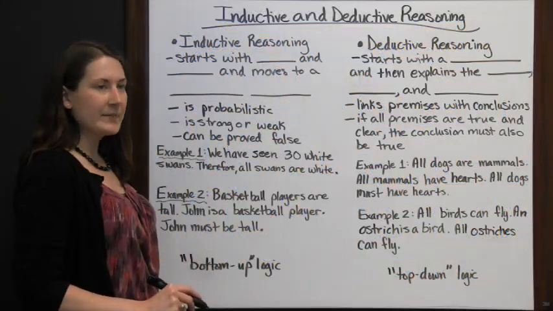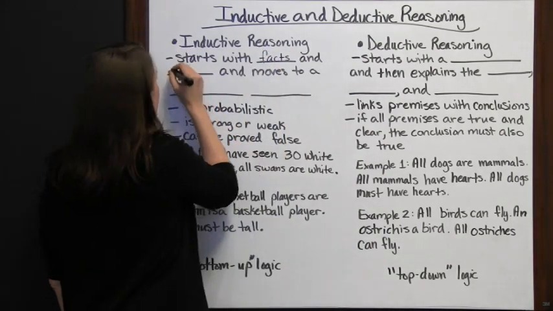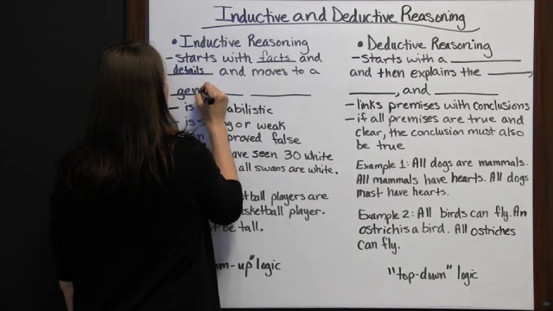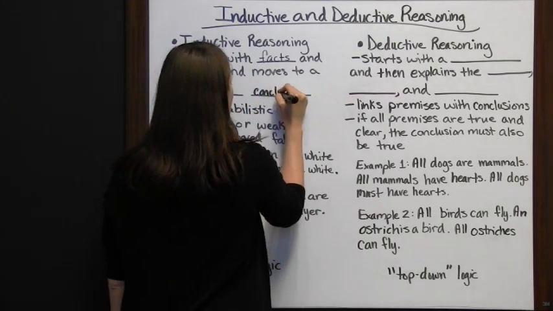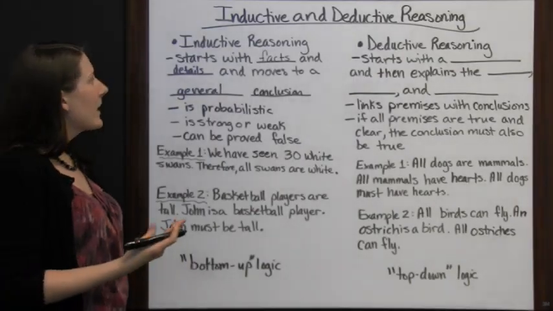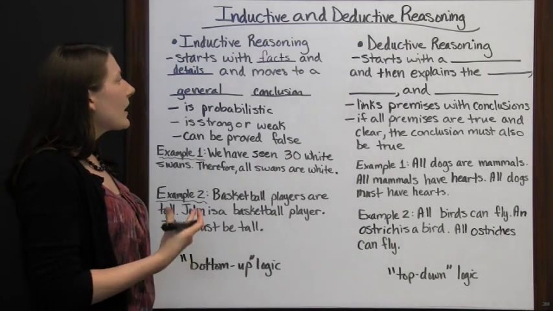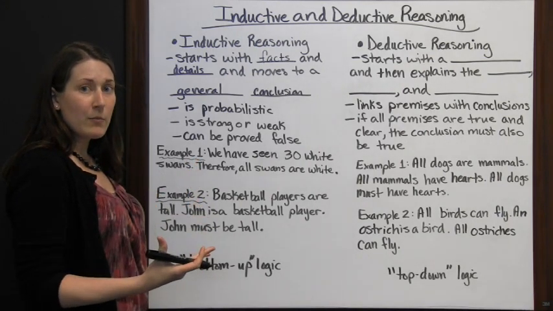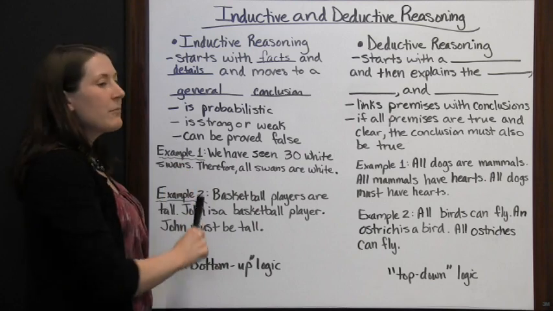Inductive and deductive reasoning. Inductive reasoning starts with facts and details and moves to a general conclusion. So it lists different details, different examples, and moves to a general conclusion or helps you come to a certain conclusion. Now, inductive reasoning is probabilistic, which means that it's based on probability. You hear certain facts and you come to a conclusion, and that conclusion is going to have some level of probability to it.